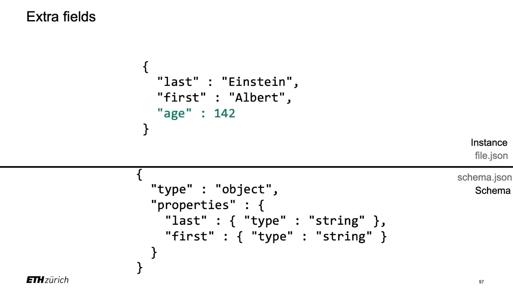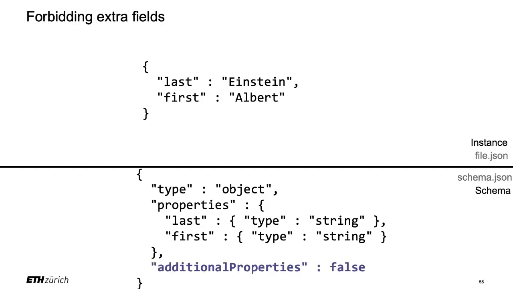Extra fields, here it's different. By default, extra fields are fine. So this document on the top is valid against the one at the bottom. This is totally fine, but you can forbid them. It's the opposite of JSON. In JSON, by default, it's forbidden and you can allow them with the verbose syntax. JSON schema is the opposite. By default, it's allowed, and you can forbid them with additionalProperties: false.